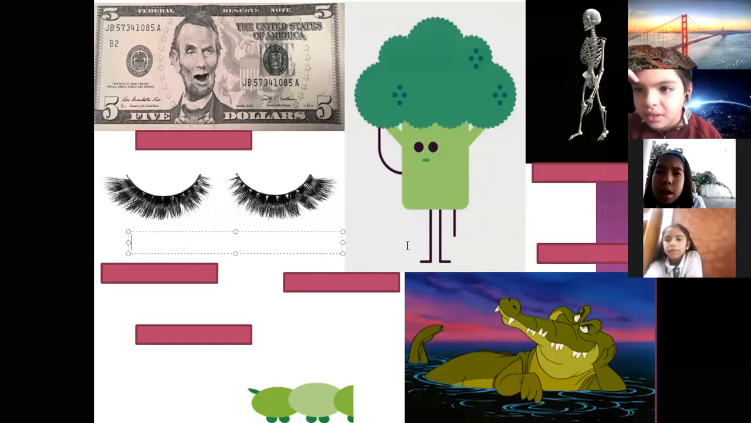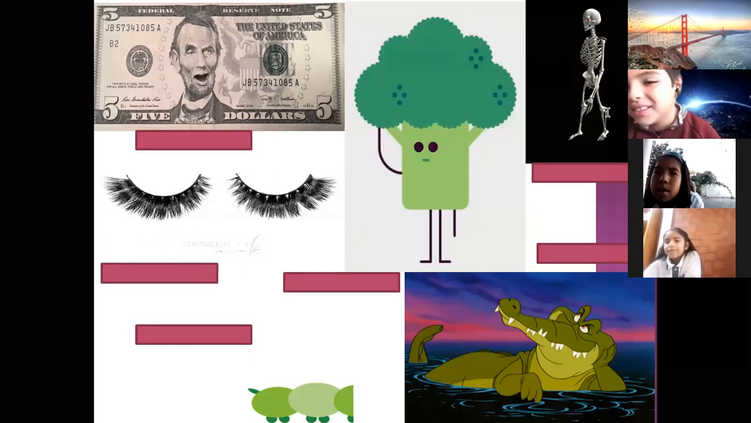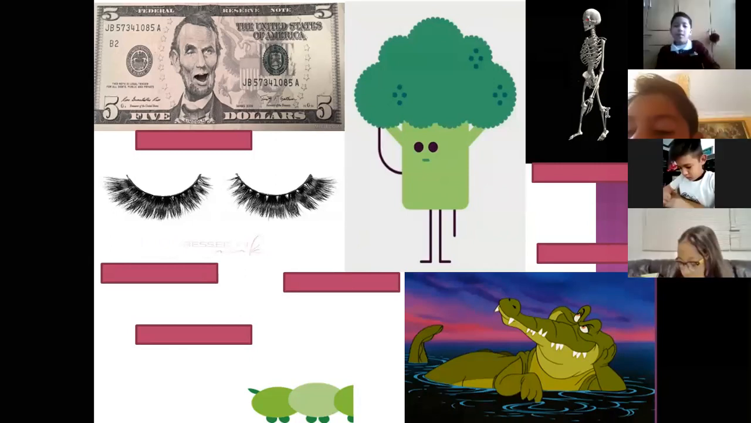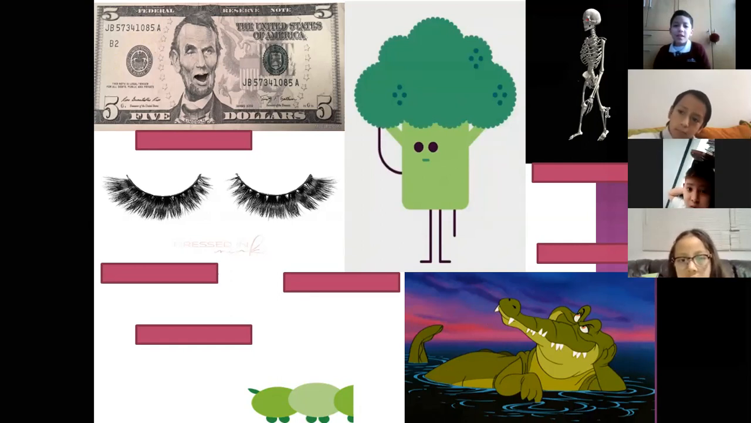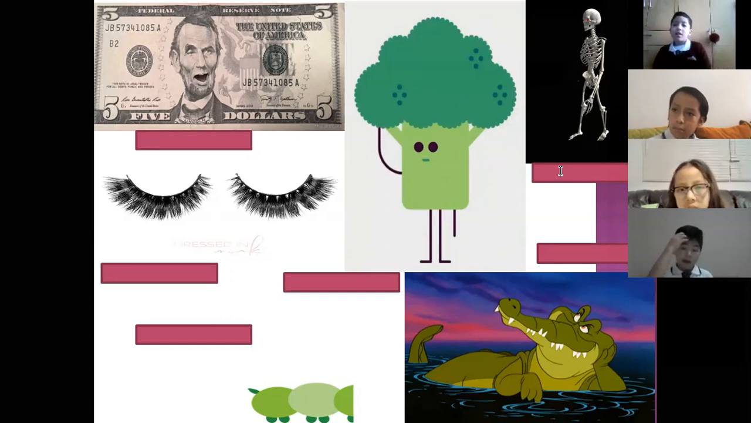Okay, broccoli. Who wants to spell broccoli? Me. Okay, there you go, Leo. You raise the hand. Broccoli. B-R-O-C-C-O-L-I. B-R-O-C-O-L-I-N. Broccoli? No, incorrect. Broccoli is with double C. Okay, Axel Mauricio. Broccoli. B-R-O-C-C-O-L-Y. Excellent. Broccoli. Skeleton.